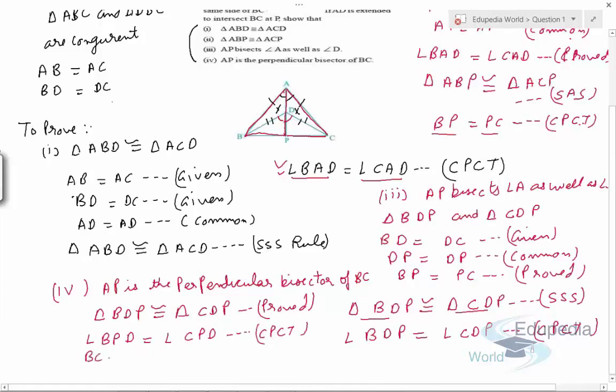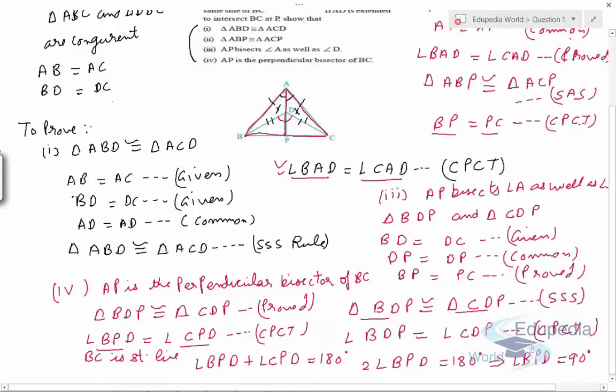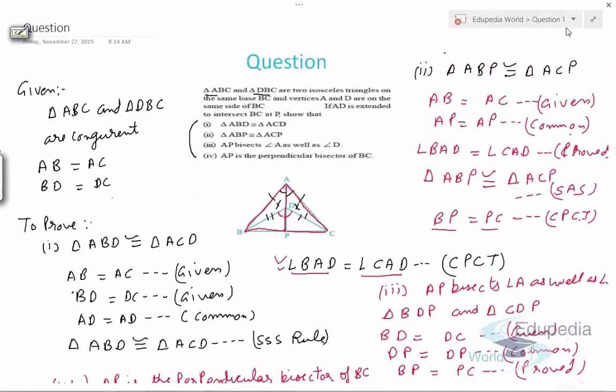Since BC is a straight line, angle BPD plus angle CPD equals 180 degrees. And since angle BPD equals angle CPD, 2 times angle BPD equals 180 degrees, and this implies angle BPD equals 90 degrees. Since angle CPD is also 90 degrees, AP is the perpendicular bisector of BC. So this is how we can prove these types of questions. Okay, now let's discuss the next question.